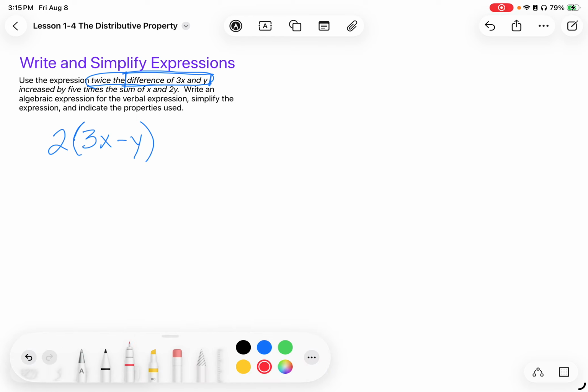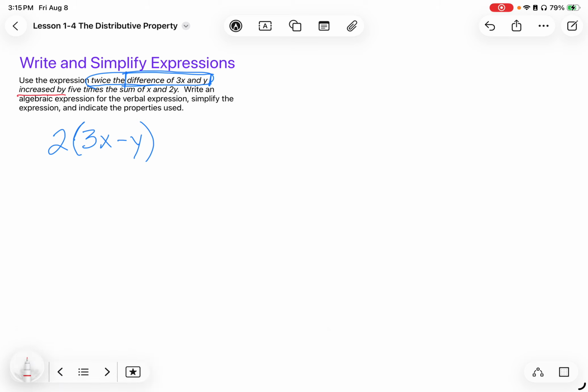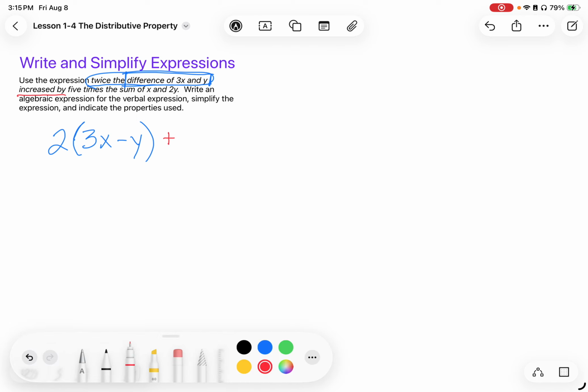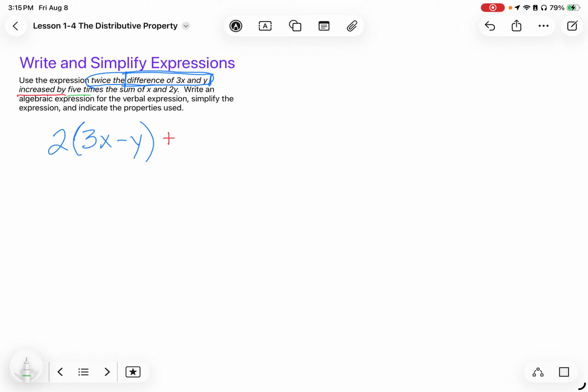The next thing says increased by. So increased by means plus. And then let's look at the next thing. 5 times the sum of x and 2y. So sum of x and 2y, sum means add. So we're going to add x and 2y, and we want 5 times that sum.